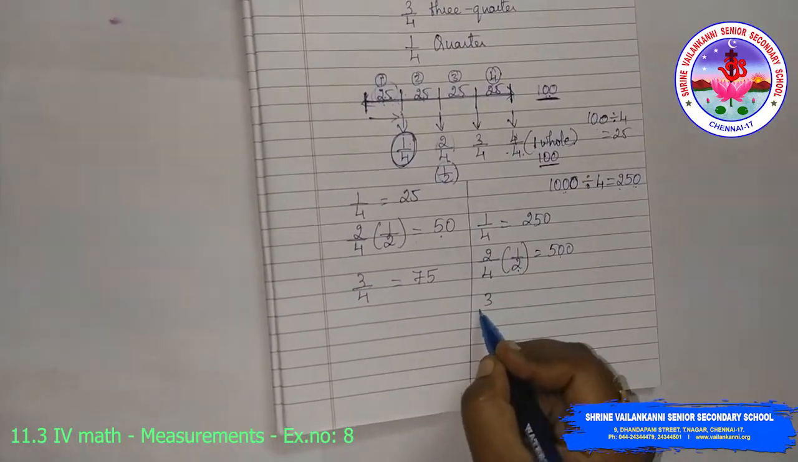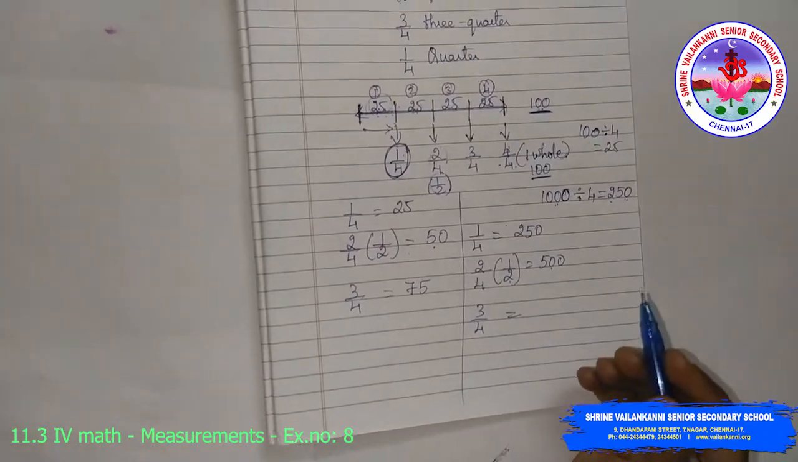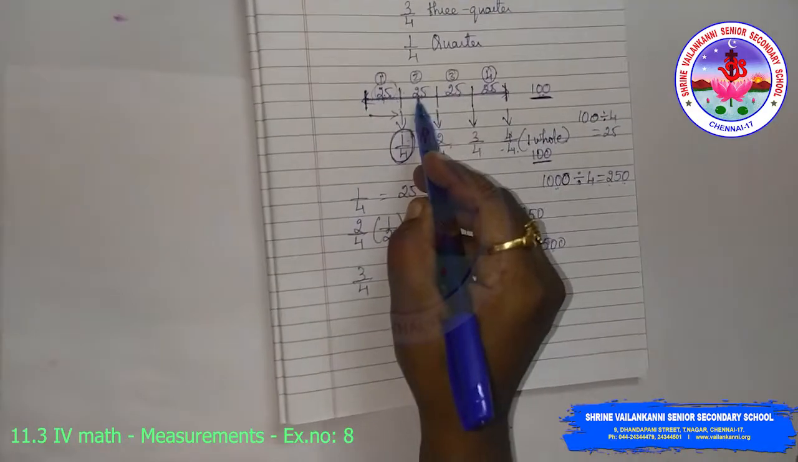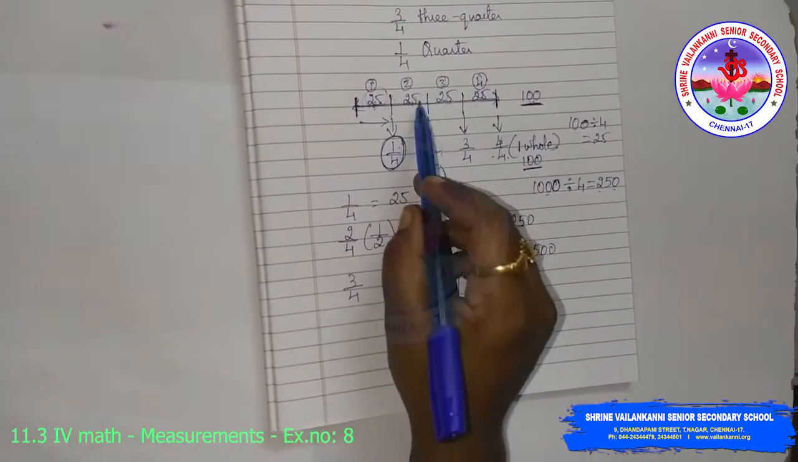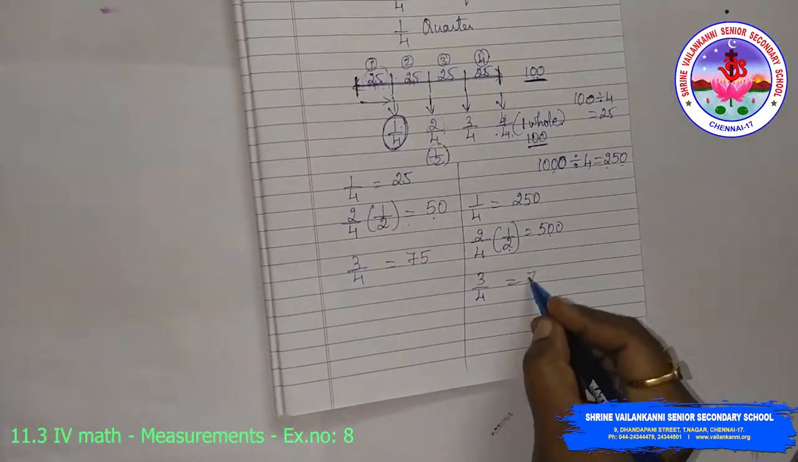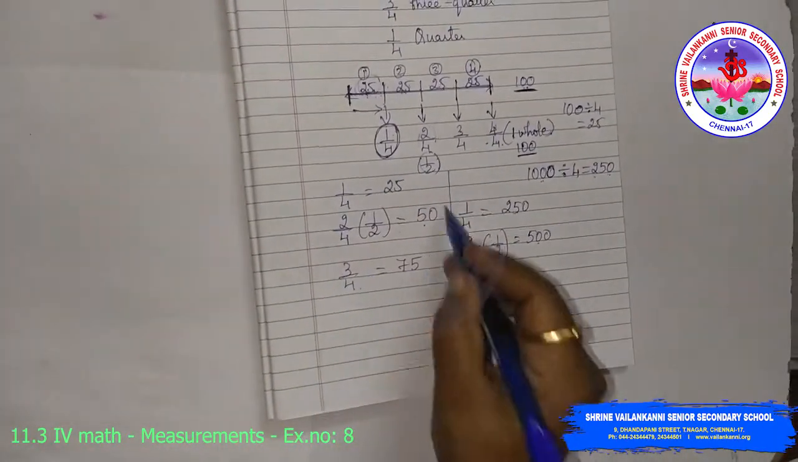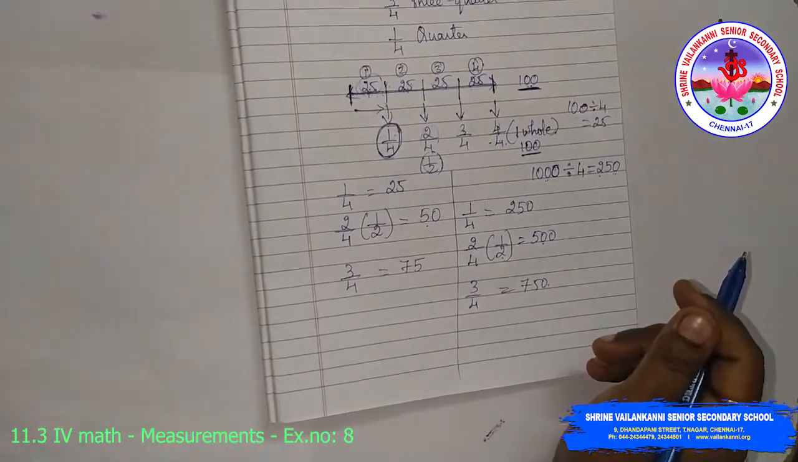So next, 3/4. 3/4 means adding 3 parts. That is first part, second part, third part. 250 plus 250 plus 250, you will get 750. Okay. So using these values only, we are going to do the sums.